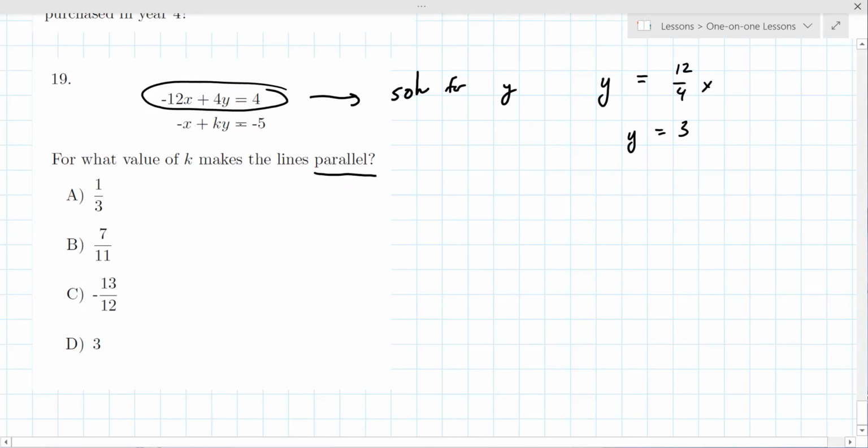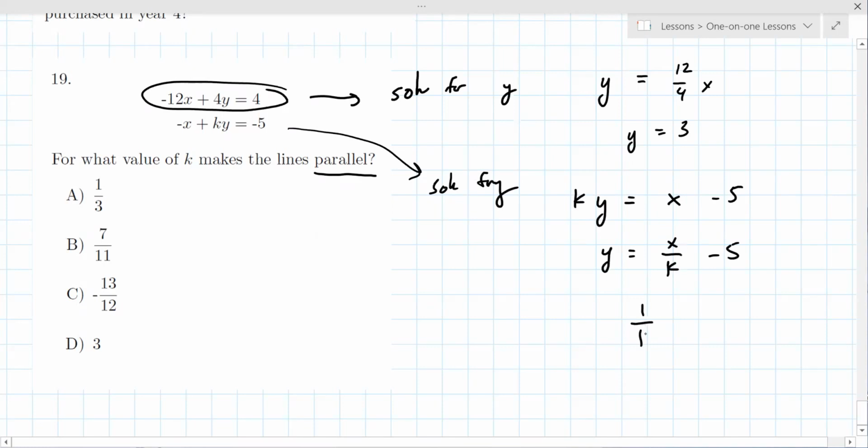The problem is it's got this k. You have to treat k like it's a number, so you still want to solve for y. So you move x over, so it's minus, and then you divide by k. That's x over k. So y equals x over k. The slope of this is 1 over k, like there's a 1 in front. So we want this to equal 3, because then it has the same slope as this one up here.